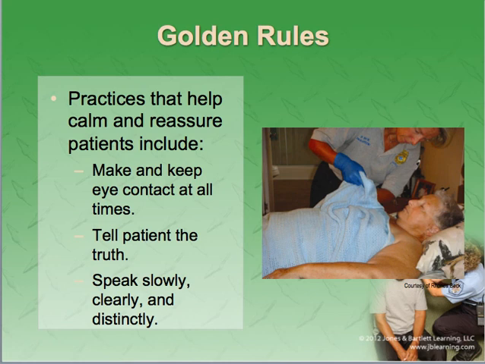So, the golden rules. These are practices that help calm and reassure our patients, and they include: keep and make eye contact. It makes the patient feel that you care and that you're paying attention to them. Tell the patients the truth. If something's going to hurt, it's going to hurt, okay? And speak slowly, clearly, and distinctly, speak on their level, and be respectful. If you do these things, you will be successful, and it will help you identify the things that you need to identify and get the information that you need to help this patient and provide superior patient care.